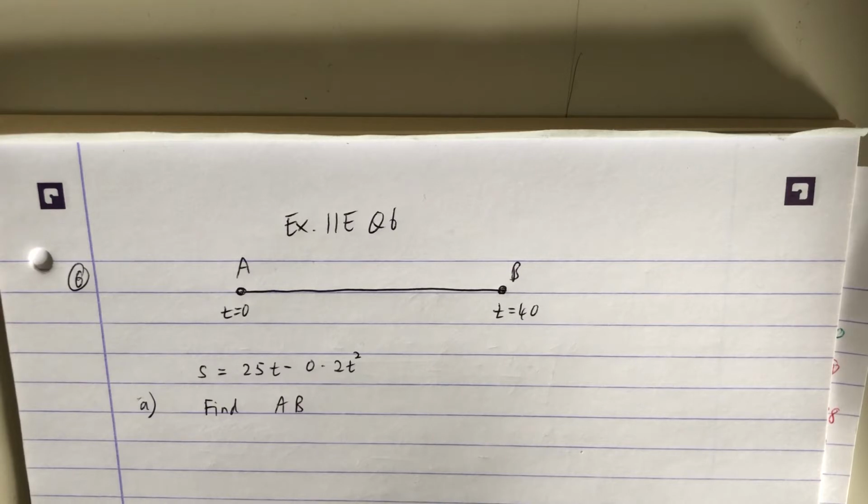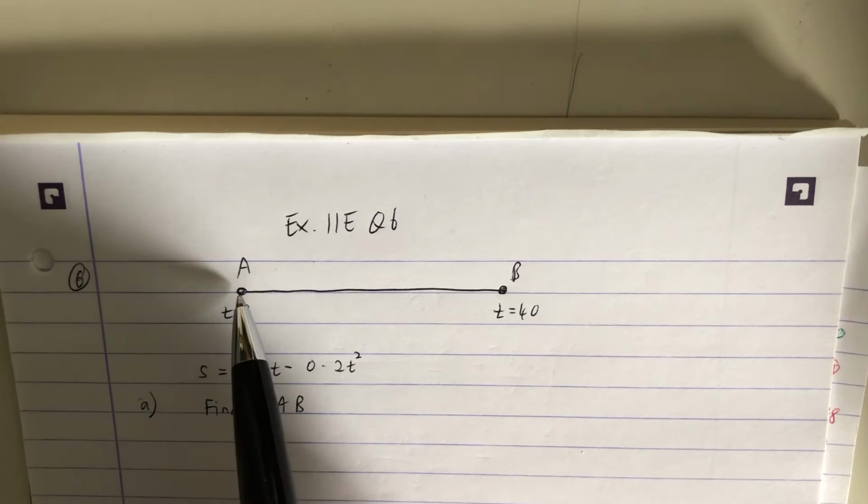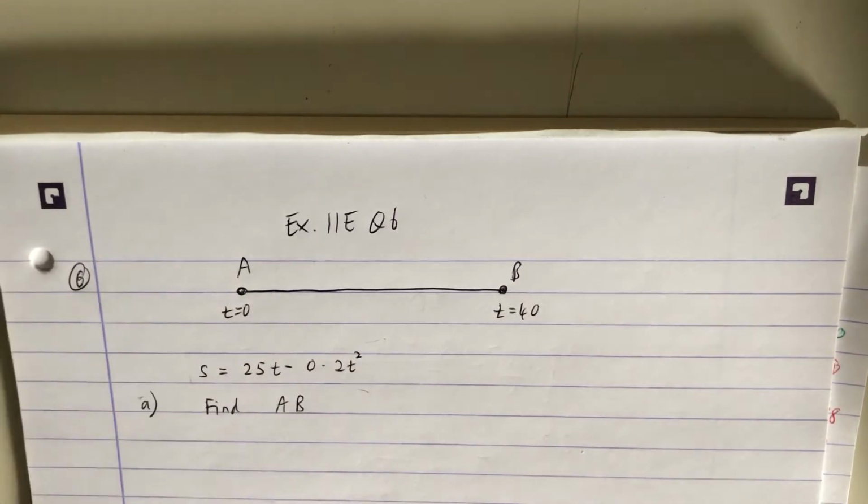Just going to go through a request from exercise 11E, question 6. This is the exercise where you've got constant acceleration, but you're encouraged not to use the SUVAT formulae. So I'm going to try and do every single one of these questions without using SUVAT. So first one, we've got a train travelling from A to B, and the distance from A is given by this formula, and it takes 40 seconds to get to B, and we want to find AB. So not too difficult for the first part.